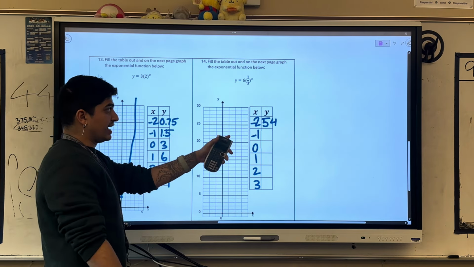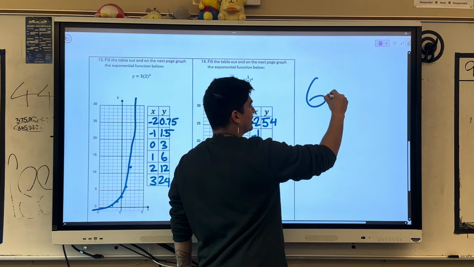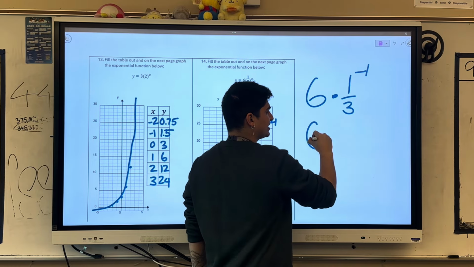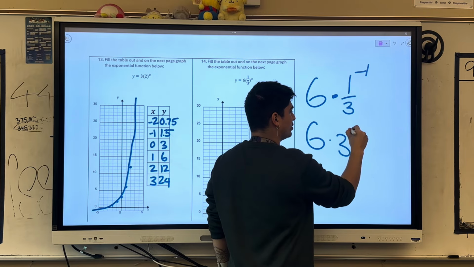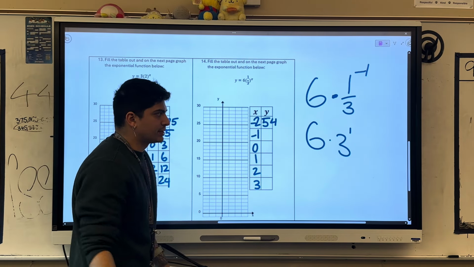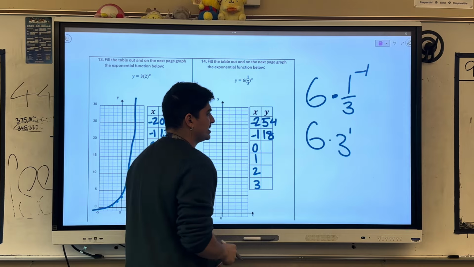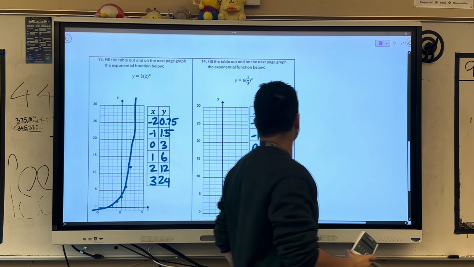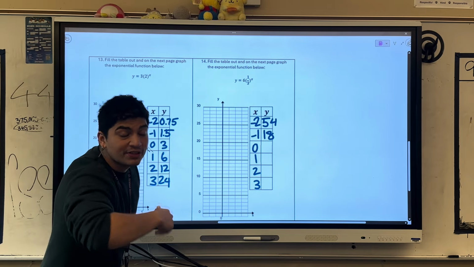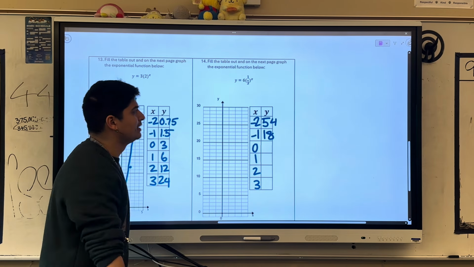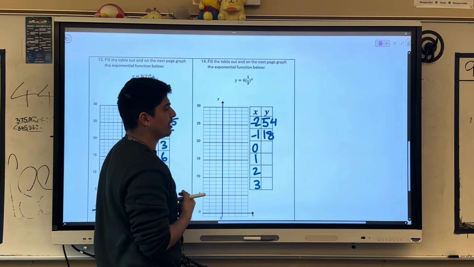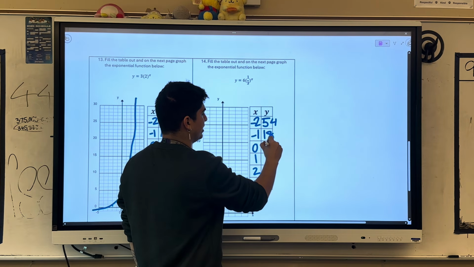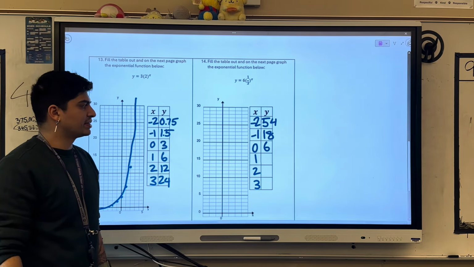Now going for -1. So again, 6 times 1/3 to the -1st power. That's like saying 6 times 3 to the 1st power. 6 times 3 is going to give me 18. And then from here, anything to the power of 0 is 1. So I know that 1/3 to the power of 0 is going to be 1. 6 times 1 is 6. All right, let's see what keeps going from here.